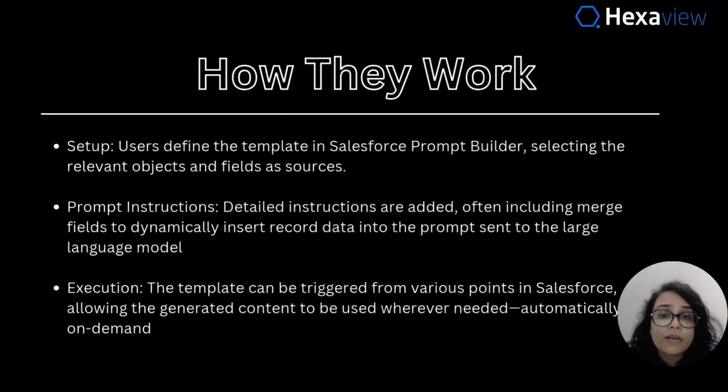So, how do these prompt templates actually work? It starts with setup. Users define the template in Salesforce Prompt Builder, selecting the relevant objects and fields as data resources. Then detailed prompt instructions are added, often using merge fields to dynamically pull in record data. Once configured, this template can be triggered from various points in Salesforce, whether manually or automatically, allowing the generated content to be used wherever it's needed. It's a seamless way to bring AI-powered content generation into your business workflows.